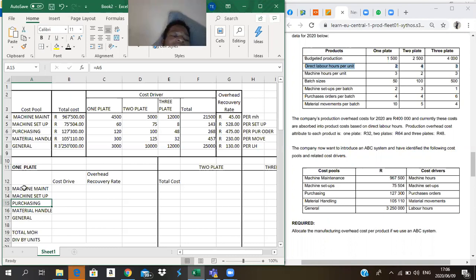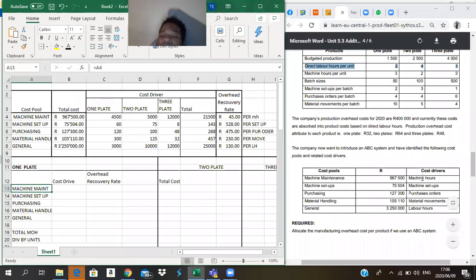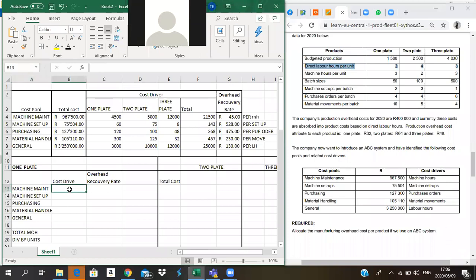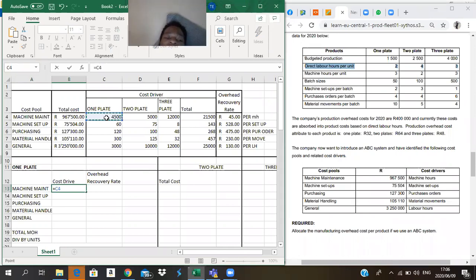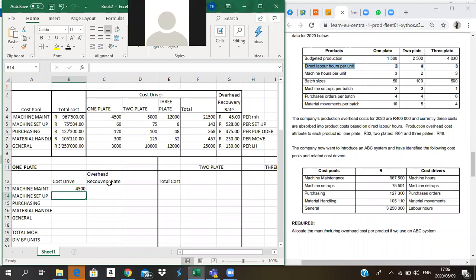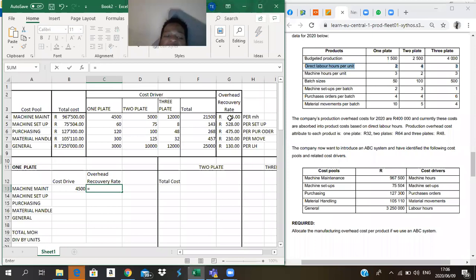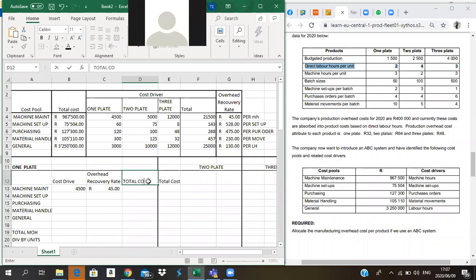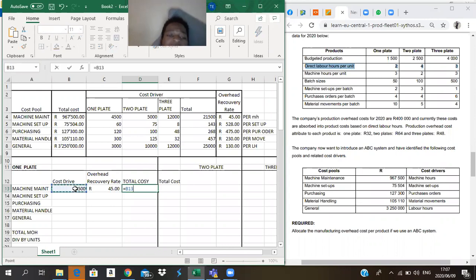So remember, guys, for machine maintenance, the cost driver was machine hours. Then I'm going to put my total machine hours for one plate, which is the 4.5. Remember, one plate, machine hours here was the 4.5. Yes. And then my overhead recovery rate for maintenance was this 45 there. And then here I'm going to put my total cost. My total cost for one plate under machine maintenance will equal the machine hours multiplied by the 45, giving me this 205,500. Do you guys understand this part?